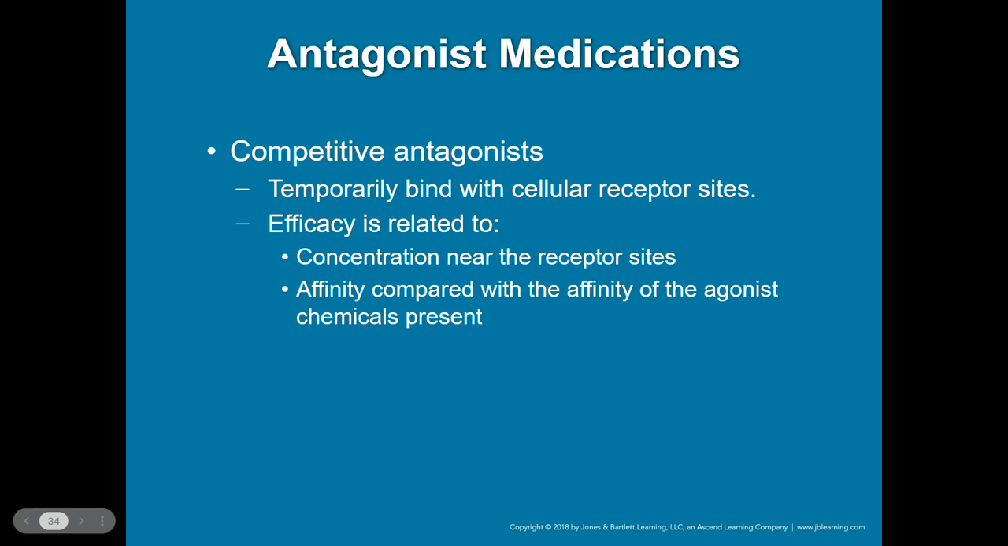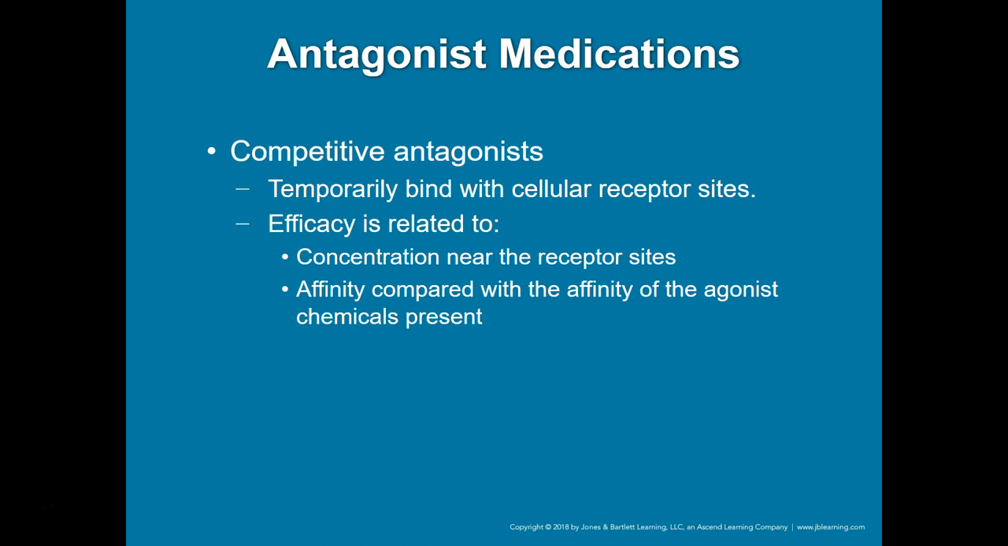Antagonist medications, competitive antagonists, will temporarily bind with cellular receptor sites. Their efficacy is related to the concentration near the receptor sites and their affinity compared with the affinity of the agonist chemicals present. So, a little example here: Narcan, or naloxone, is a competitive antagonist. You've given an opiate, that's our agonist, and then maybe you gave a little bit too much. So you give some Narcan, it's an antagonist, the concentration's high enough, it hits the threshold level, knocks some of those opiate cells off, and reverses some of the effects. So it's based on the affinity and the concentration there. Both of those together determine its efficacy.